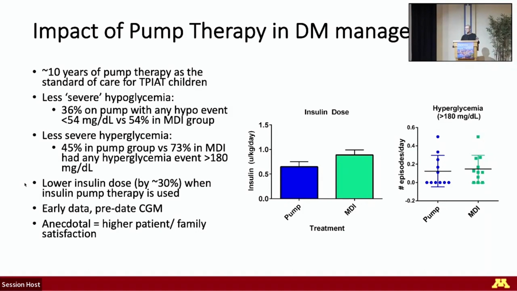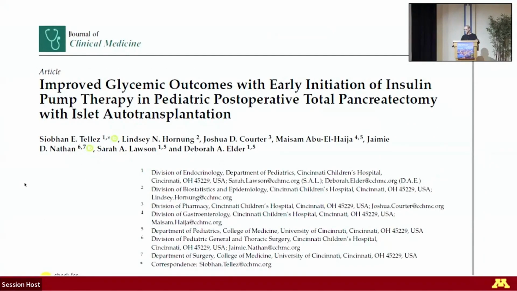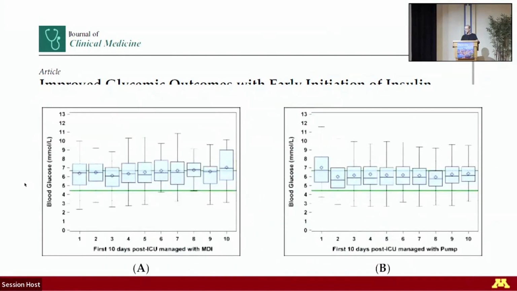And actually, there's something that's more effective about the insulin delivery on a pump system, and this is true for type 1 too. So patients used 30% less insulin if they were on an insulin pump. And patients and families were much happier. So this is from the Cincinnati group, who is also showing similar findings. So I just wanted to highlight that their group has published on this as well.